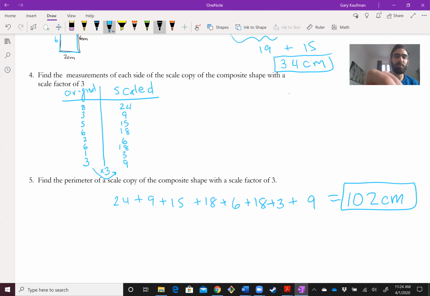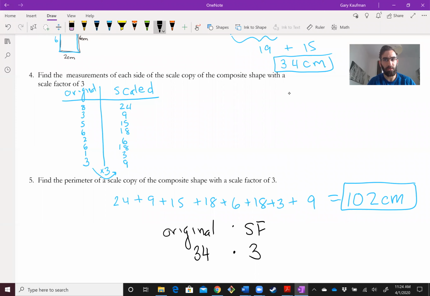Let's test out a theory. Let's take our original, which was 34, multiplied by the scale factor, which was 3, because it's perimeter, so we're not squaring. It's not square units. Let's see what this gives us. It gives us 102. So whereas area is units squared, so we have to multiply by the scale factor twice, perimeter only once.